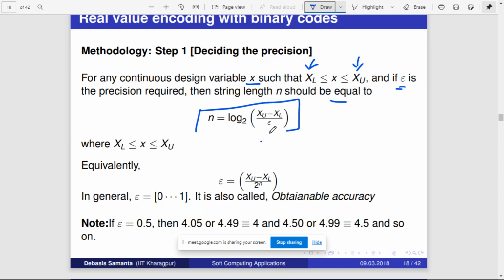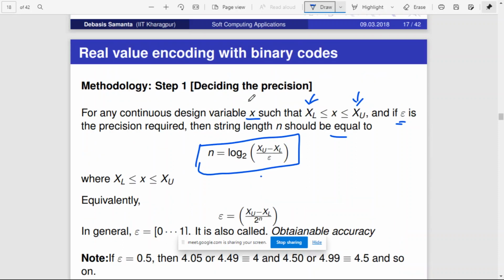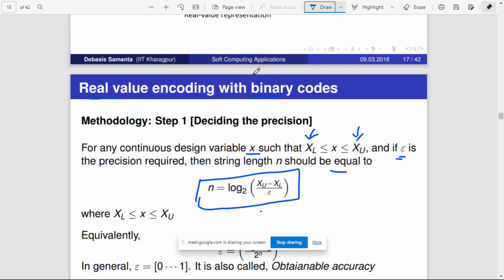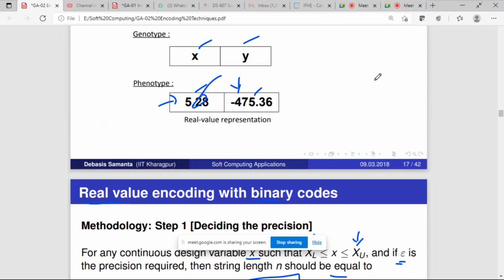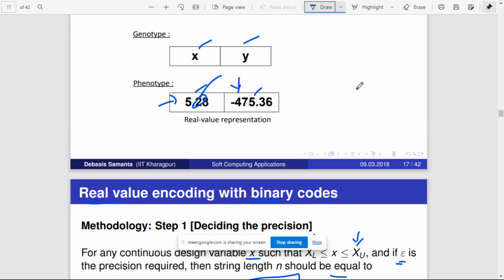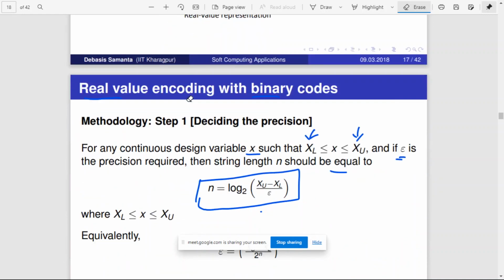So here what we are discussing is how to represent a real value in binary code. Say for example, you are given a real value, but we want to represent it in binary code. Say this real value, for example, 5.28. If you want to represent it in a binary code format, then how to do that? That's what we are discussing here. Okay, so this can be done by using this formula.